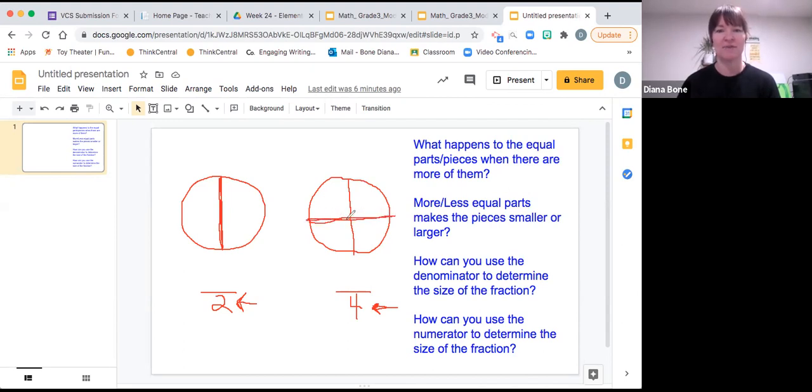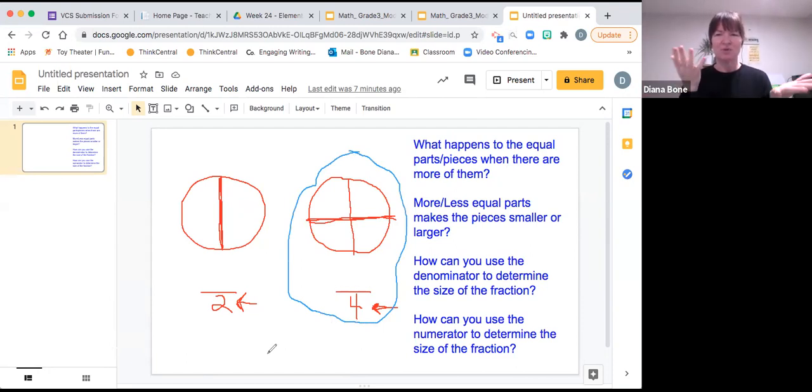Okay, and let's look at some of our guiding questions. What is happening to these equal parts when there are more of them? So let me change the color. Let's just take a look. Which pizza has more pieces? That's right. The pizza that's divided into fourths has more pieces, right? Right. Now let's look. Do more or less of those equal parts make those pieces start getting smaller or larger?